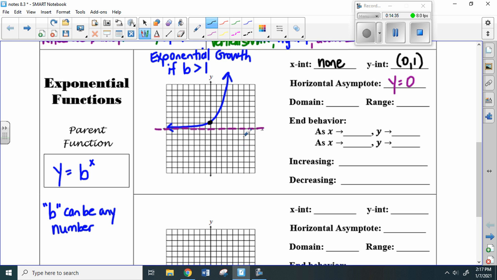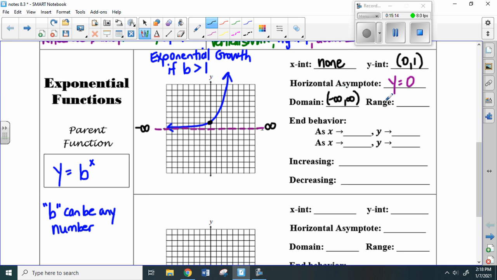All right, so let's talk a little bit about the domain. Remember the domain are all the x's from left to right. I have an arrow that points to the left forever, and if I trace it, it keeps going to the right. I don't actually have to stop at a vertical asymptote, so that does not mess up my domain. Because I don't have a vertical asymptote, I get to go all the way from negative infinity to positive infinity.